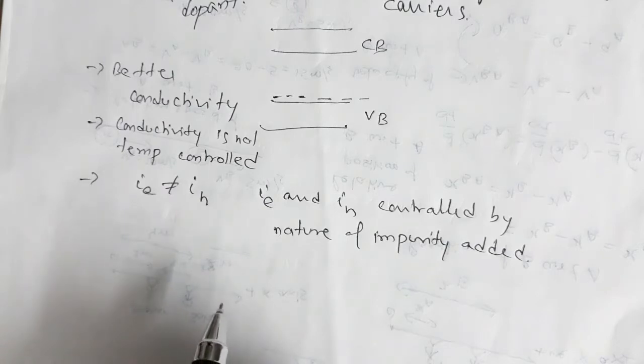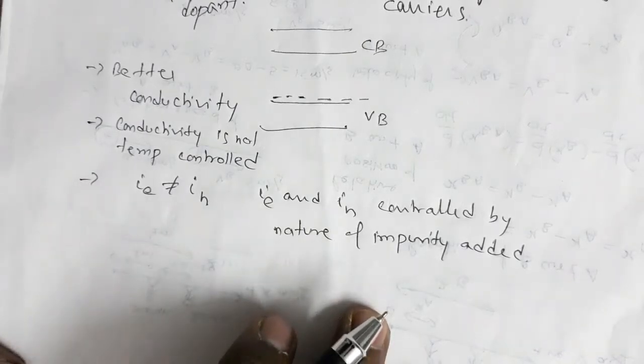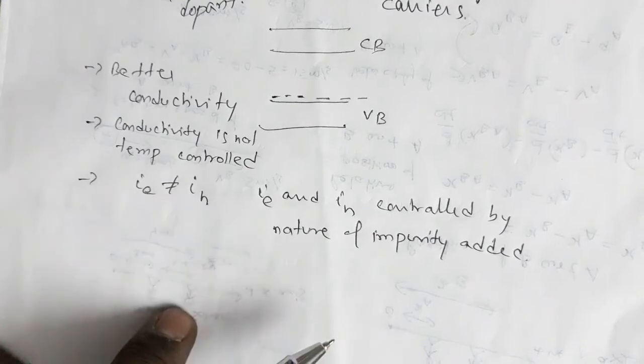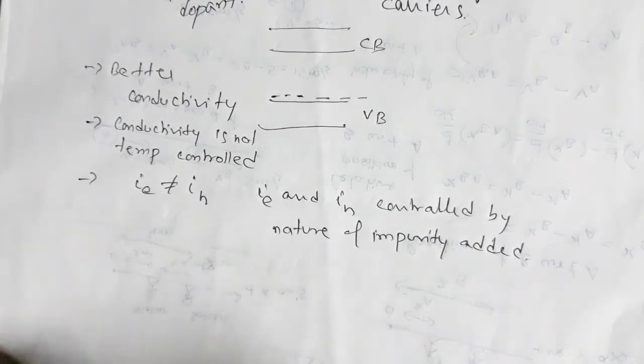So this is the discussion of intrinsic semiconductor and extrinsic semiconductor. Then in extrinsic semiconductor we had two types, n-type and p-type. Now this entire discussion is based on your NCERT textbook.